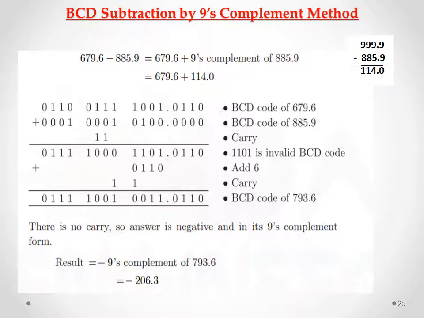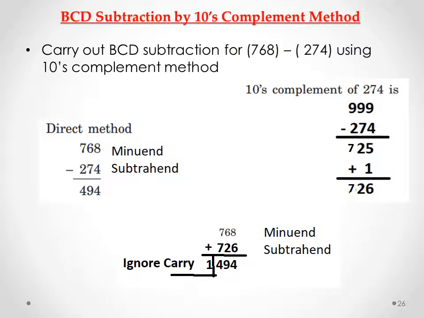In the case where the minuend is smaller, in the final answer again we have to take the 9's complement of 793.6 with a negative sign. This is the final answer, minus 206.3. So when the minuend is smaller, we have to take the 9's complement of the answer again with a negative sign. Now let's discuss BCD subtraction by the 10's complement method.